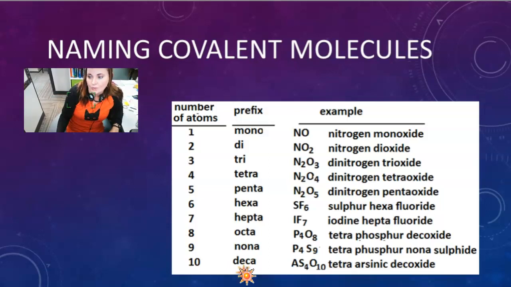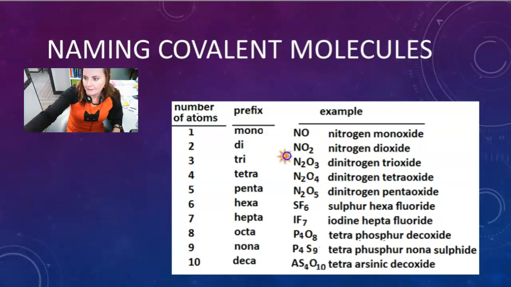So you use this for both the first and second position. So both the positive and negative ions you will use the prefixes for, with the exception, there's always an exception, if mono is in the first position, we don't say mono. So NO is nitrogen monoxide, not mononitrogen monoxide. It's the only exception. If mono is in the first position, we drop it.